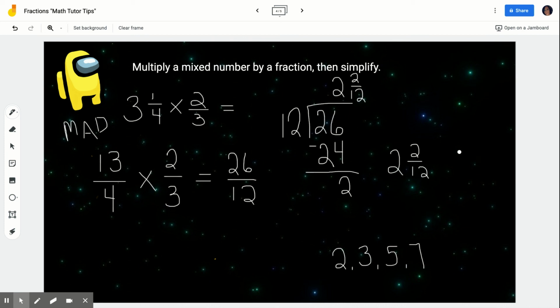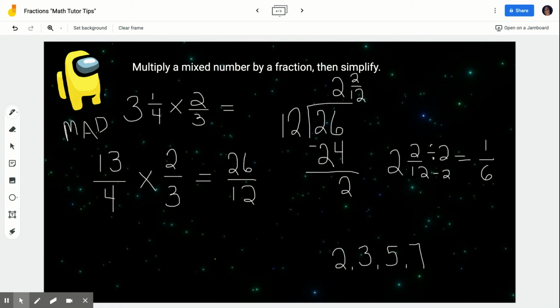So let's start with 2. 2 divided by 2, or I guess ask myself first, can I divide both 2 and 12 by 2? Well, they're both even numbers, so my guess is yes. So 2 divided by 2 is 1. And whatever I do to the numerator, I've got to do to the denominator. So 12 divided by 2, that's like saying 2 times what is 12? 12 divided by 2 is 6.